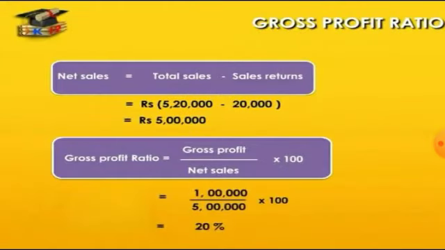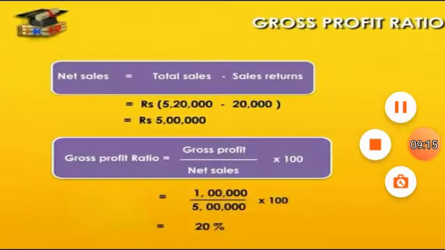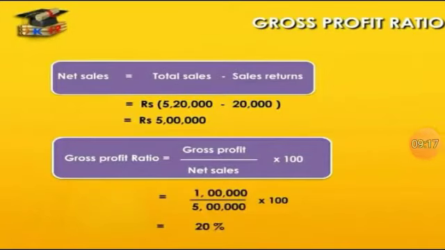How to find out the net sales? Net sales here is equal to total sales minus sales returns. That is the formula. So here that is rupees 5,20,000 minus 20,000 is equal to 5 lakhs. So this is what the net sales, which is giving you as 5 lakhs.